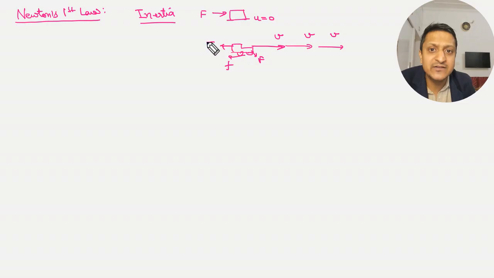So until and unless some force acts on the body, this body will not stop and it will go with the same speed, the same velocity. And if it is at rest, or velocity is zero, then it will also not gain any velocity until we put some force. This is the main idea, and the definition of the first law I'll read out for you: a body at rest remains at rest, or in motion remains in motion, until a force is applied.